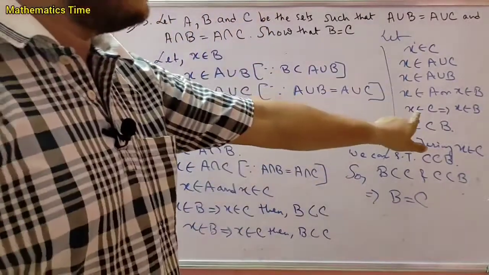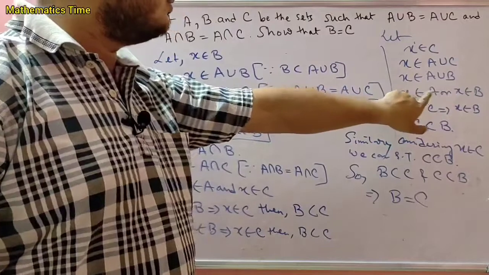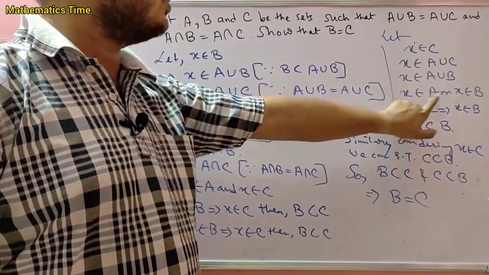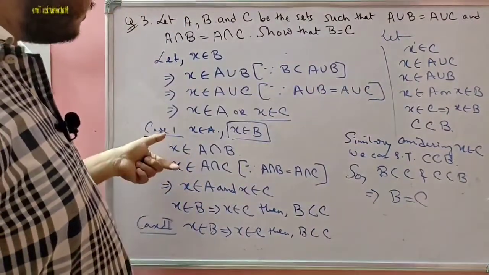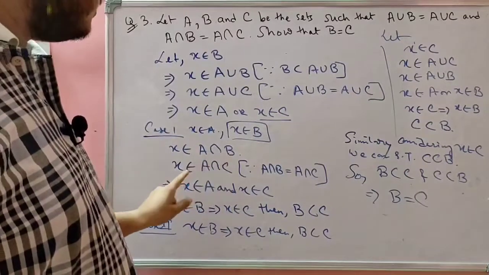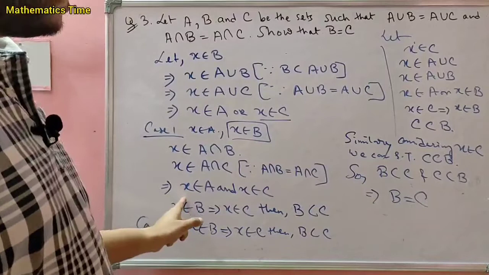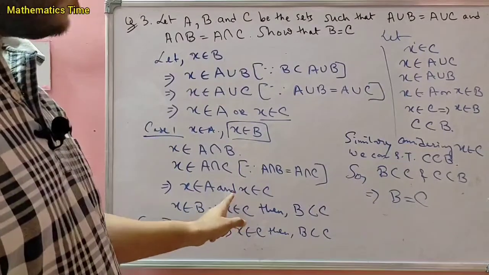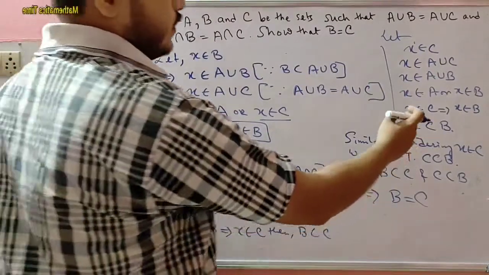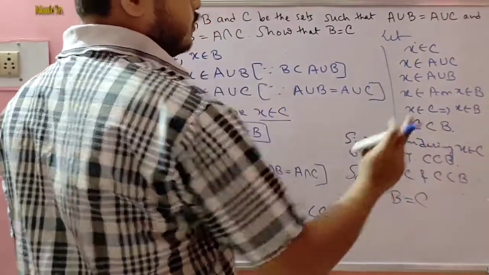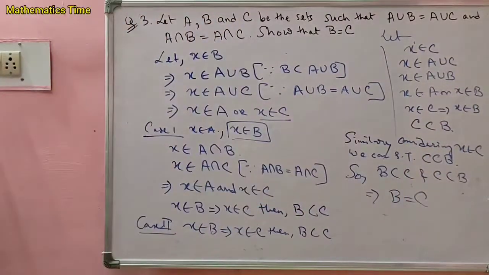You can check that by considering case 1, X belongs to A. Doing the same, just this will be opposite: it will be A intersection B and A intersection C, this will be A intersection B because they are equal. That will give us X belongs to A and X belongs to B, and then if X belongs to C implies X belongs to B, we will get this. So this will be the proof.